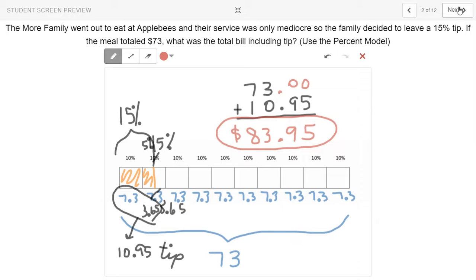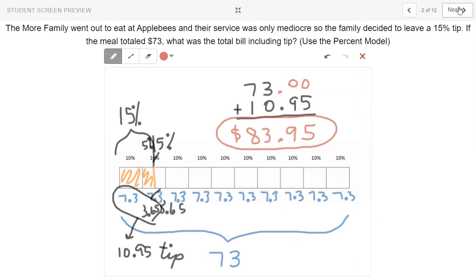The Moore family went out to eat at Applebee's and their service was only mediocre, which means it was okay. So the family decided to leave a 15% tip. Normally, when the service is not so great, families tend to choose between 10 to 15%. So if the meal totaled $73, what was the total bill including tip?